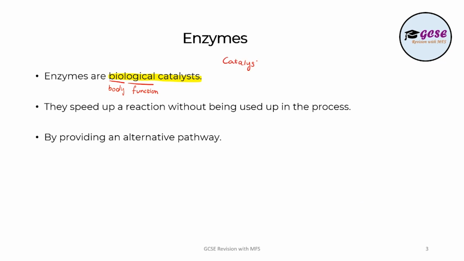So a catalyst, we say, catalyzes a reaction. So it speeds up a reaction without being used up in the process. That's what a catalyst is. So enzymes are biological catalysts. So they're body functioning catalysts. So they are catalysts which allow the body to function.